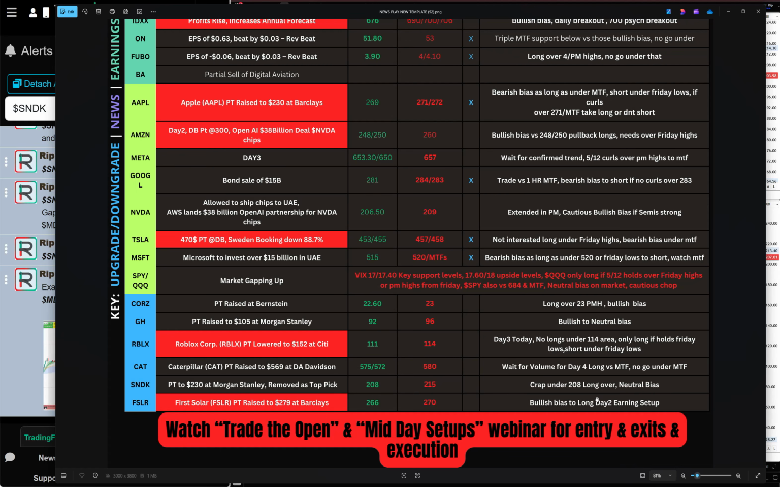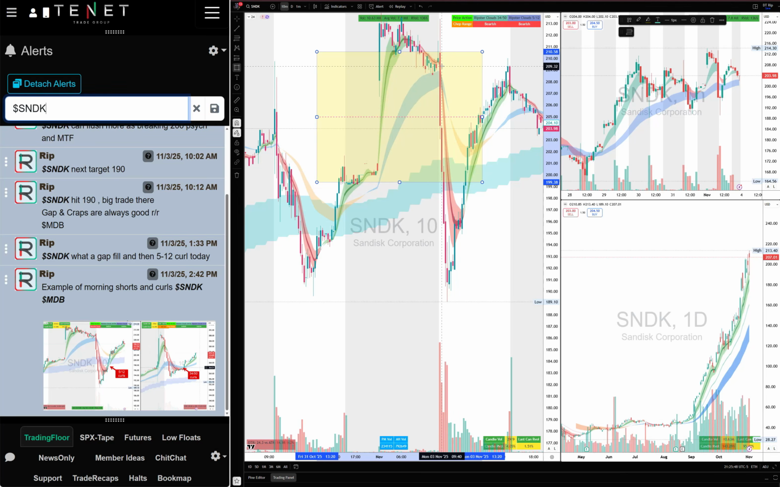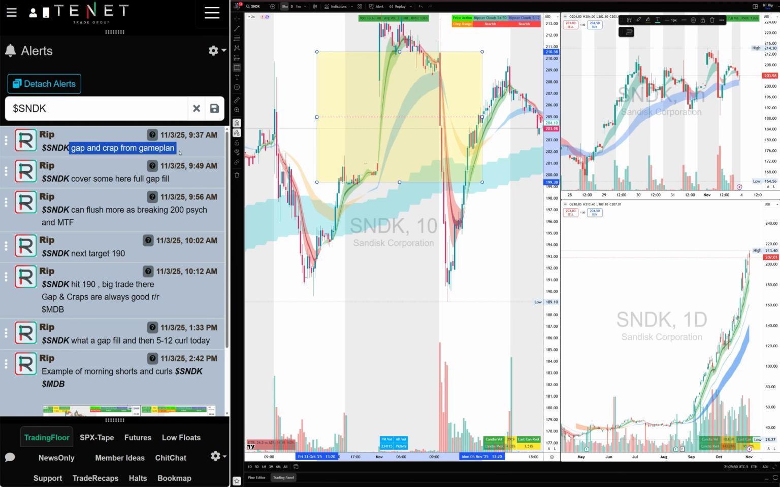So I told the traders to gap and crap under 208, long over that, neutral bias. But as soon as I saw it dumping, I told the traders gap and crap, right? So I told them to cover some on the full gap fill. If we break 200, we will flush more. So SNDK broke 200. I gave the target of 190. We hit the 190 target. So this was almost a $15 per share profit.